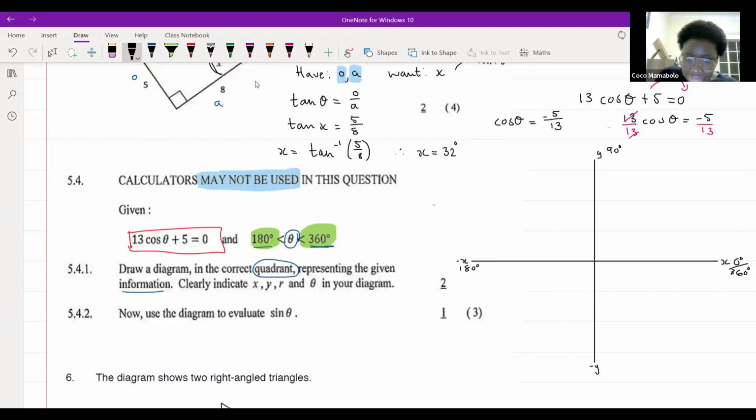Okay. Now, that tells us a couple of things, right? What do we know about cos of theta? What is cos of theta? If we don't know that it's negative 5, according to SOHCAHTOA, cos is what over what?